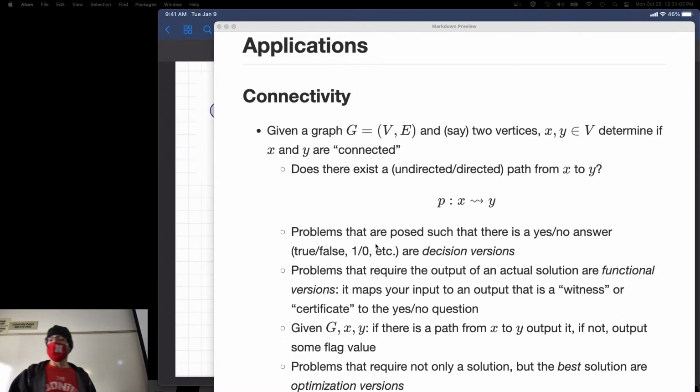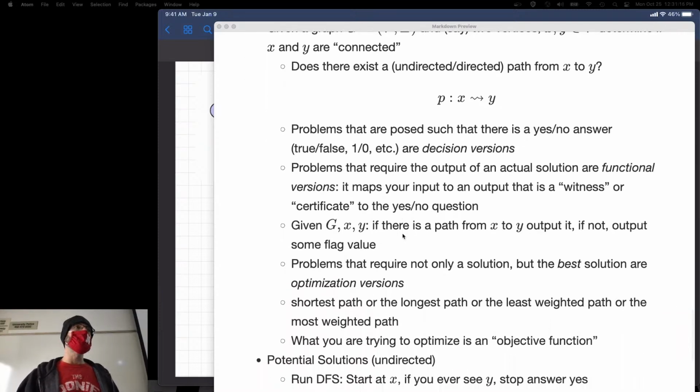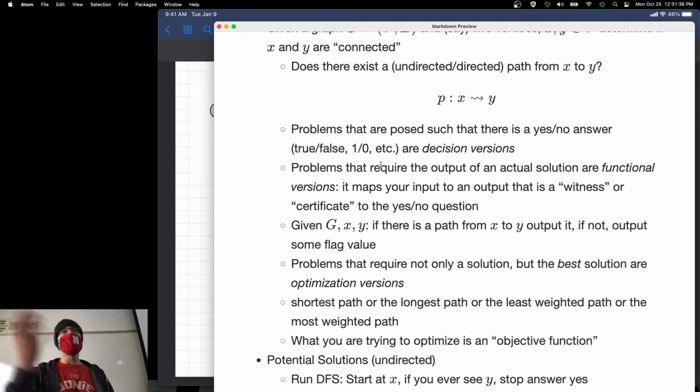One of them, the basic one, is of course connectivity. Given x and y, is x connected to y by some path in a directed graph or an undirected graph? And then we took a little bit of a digression talking about different ways that you can state the same problem over and over again. You can talk about decision versions, answering a yes or no question. You can talk about functional versions. If there is a path, actually output that path for me. A path, not necessarily all paths, but just a path.